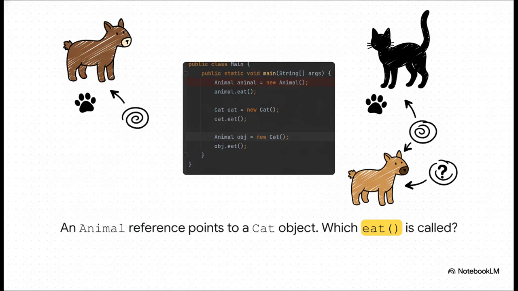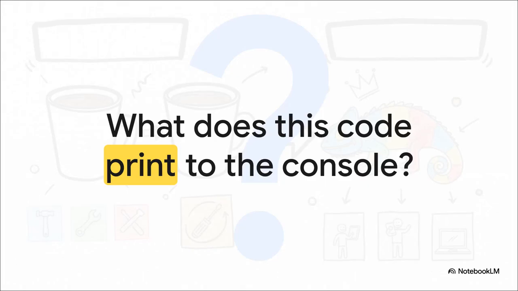Okay, so let's see what happens when we put this code into action. We make three objects, a regular animal, a regular cat, but pay close attention to that third one. It's an animal reference, but it's pointing to a cat object. Then we call the eat method on all three of them. All right, another classic exam-style question for you. Take a second, pause and think. What do you think this code is going to print out?